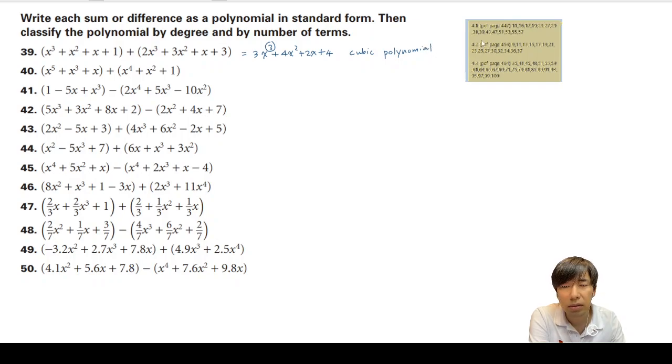All right, this is simple, so I'm not going to go over everything. Okay, do 43 and then 47. All right, we'll move.